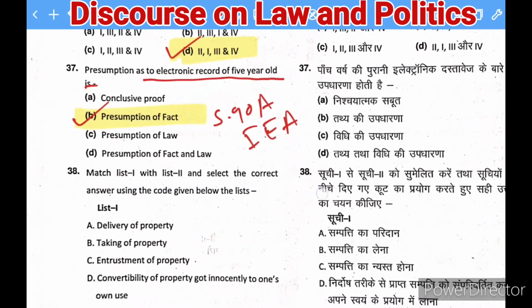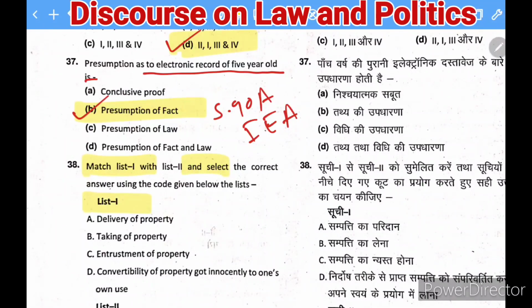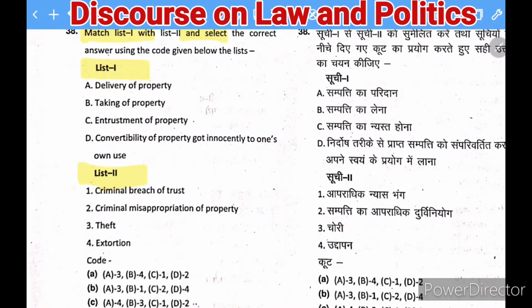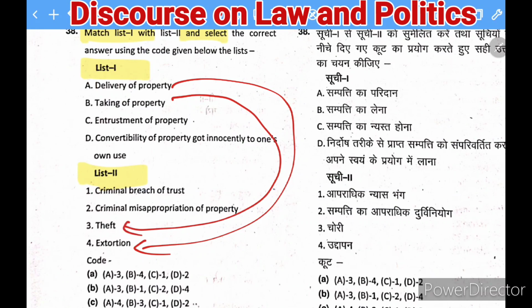The next question is also matching list 1 and list 2. List 1 has the provisions and list 2 has the offenses. So it is about the essential elements of the offenses and the nature of the offense. The first one is delivery of property. When there is a delivery of property, it would always be a case of extortion, because you had kept that person under threat and then that person delivers the property. Taking of property would always be a case of theft. You are taking away the property from someone's possession. Entrustment of property would be a case of criminal breach of trust, because you had entrusted your property to someone and now that person has breached that trust. And conversion of property got innocently, then it is a case of criminal misappropriation.